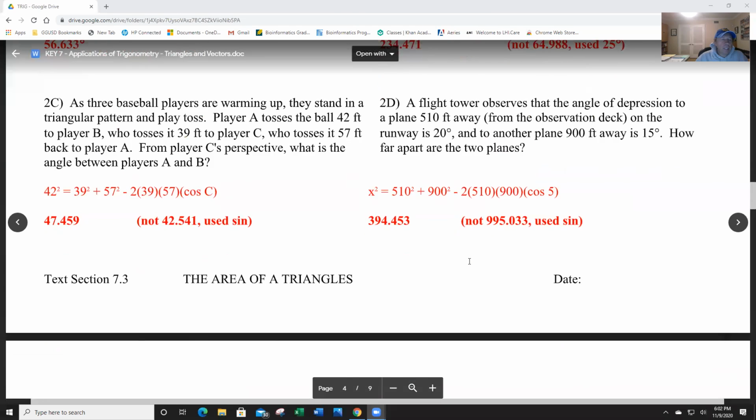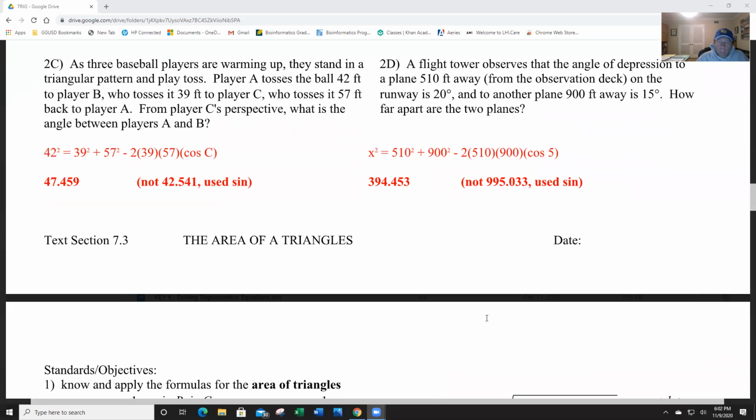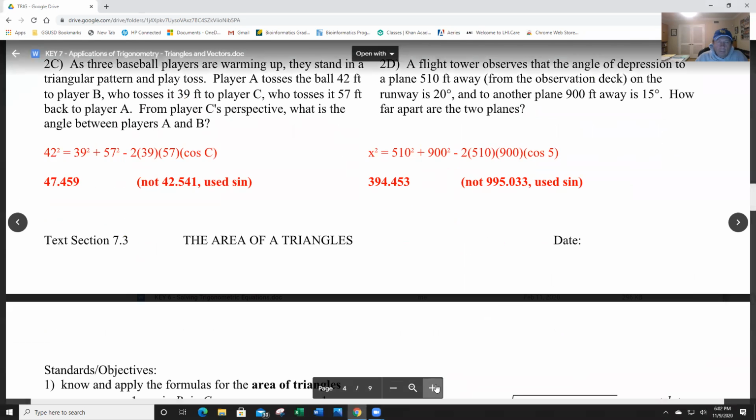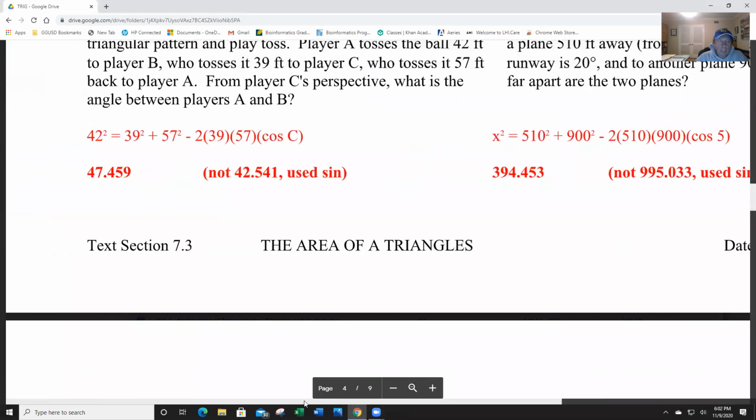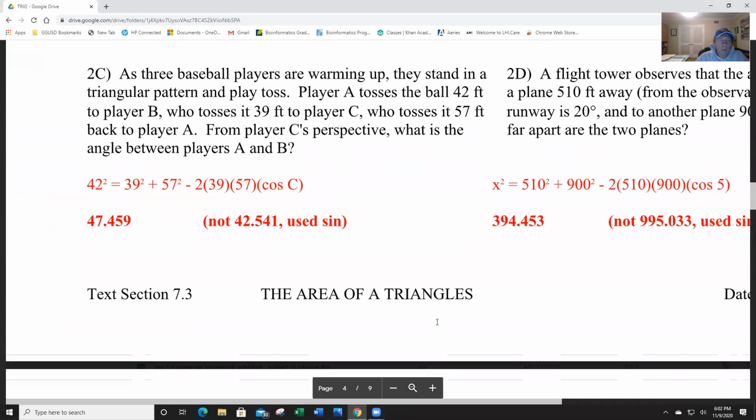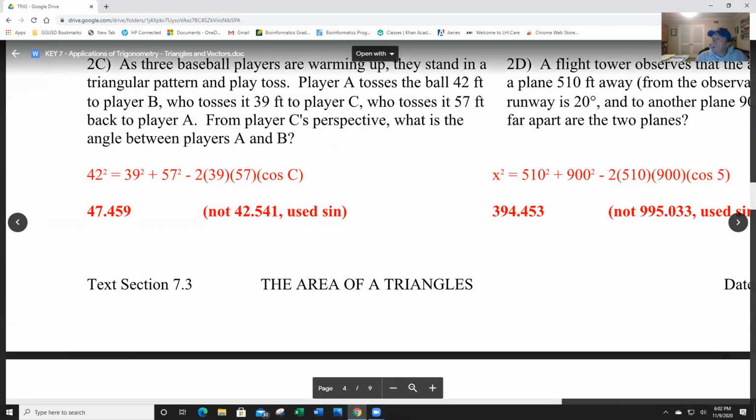Okay, question C. I'm going to make this bigger, I think. Slide it over and down. There we go. All right. So on C, as 3 baseball players are warming up, they stand in a triangular pattern and play toss. Player A tosses the ball 42 feet to player B. All right, no problem. Here's A, here's B. Boom. That's 42 feet.